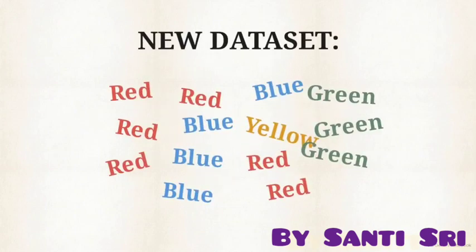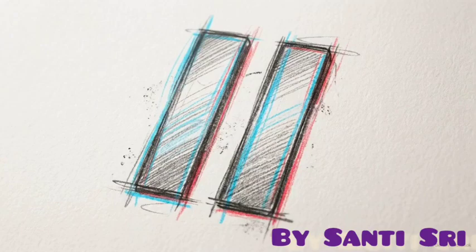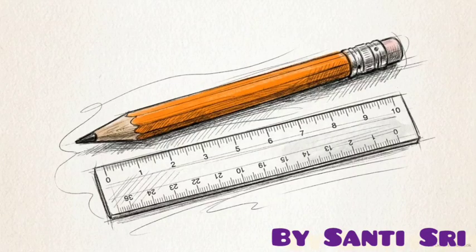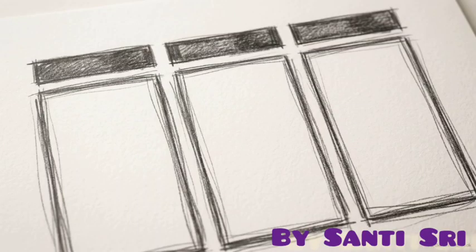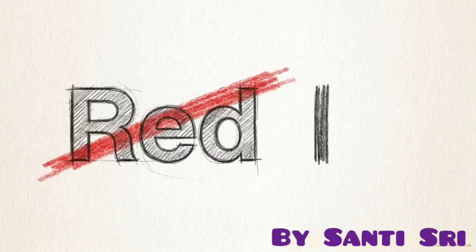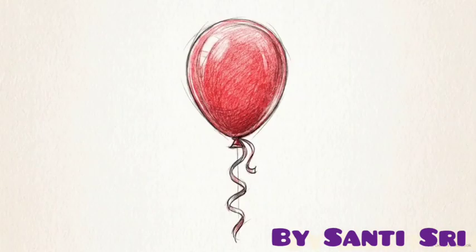Now it is your turn. Here is a completely new dataset showing the colors of balloons sold at a stand. Go ahead and pause the video right now. Grab your pencil and ruler. Build a 3-column table. Use the strike and stroke method, remember the bundle rule, and find out exactly which balloon color is the most popular.